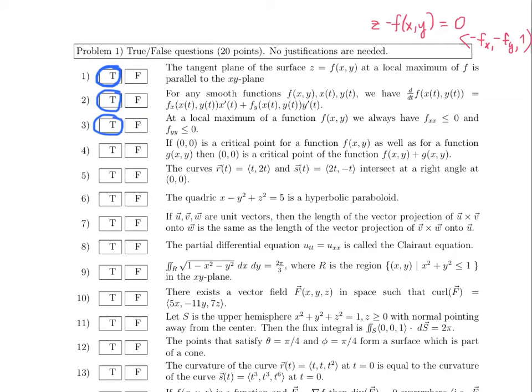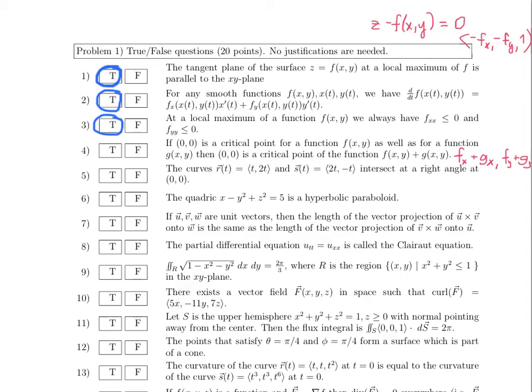Number 4. If 0, 0 is a critical point for a function f of x, y, as well as for a function g of x and y, then the origin is a critical point of the function f plus g. Well, is this true? In order to be a critical point, the partials with respect to x and y must be equal to 0. The partial of f plus g with respect to x is the following. The partial of f plus g with respect to y is similar.